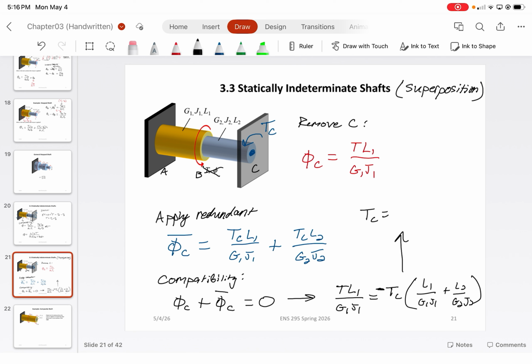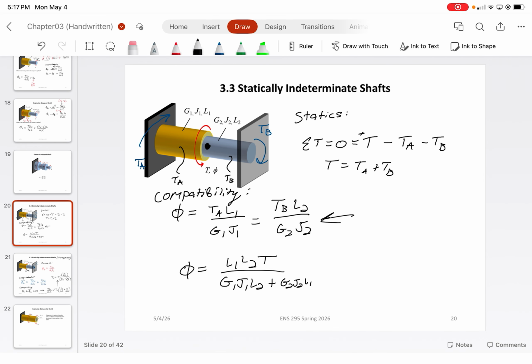And then lastly, you just solve for TC, and what we should end up with is negative T times L1 over G1 J1 divided by L1 over G1 J1 plus L2 over G2 J2. And then, of course, from there, you can solve for equilibrium using the equilibrium equation that we used previously. Just, of course, in this case, instead of it being TB, it's TC.